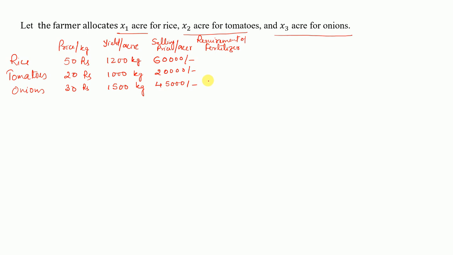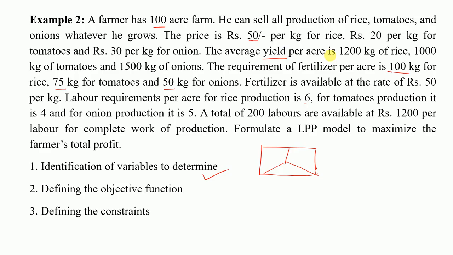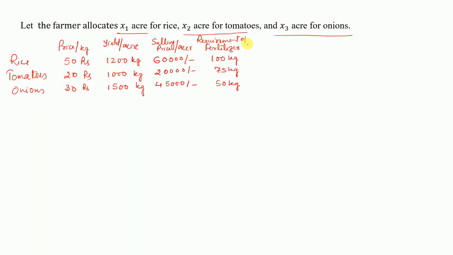What is this requirement? The fertilizer requirement is 100 kg, 75 kg and 50 kg. Now look at this, the cost of fertilizer. Fertilizer is available at the rate of rupees 50 per kg, so we can derive the cost of fertilizer.